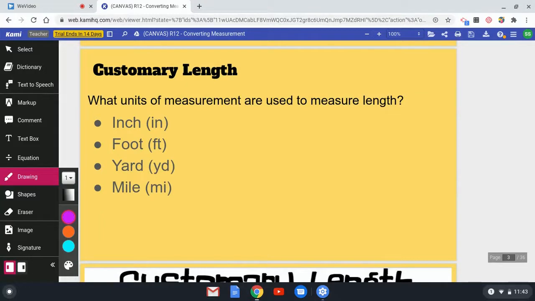There are two families of measuring units. The first one is the customary units of measure, and this is what we use here in America. And then the second one that we'll talk about is the metric system. And the metric system always seems to make a little bit more sense. And we're like, oh, why didn't we go to that?